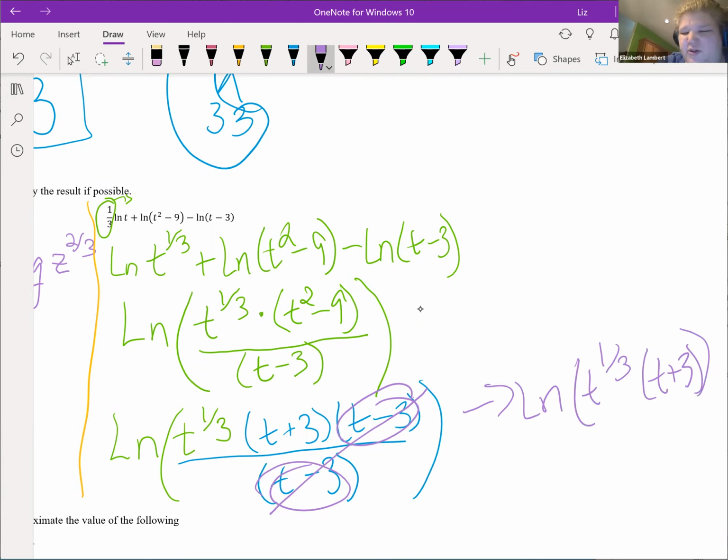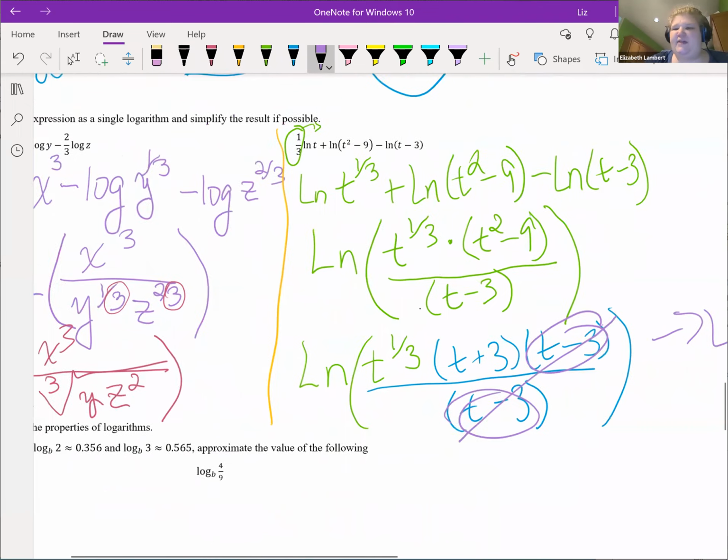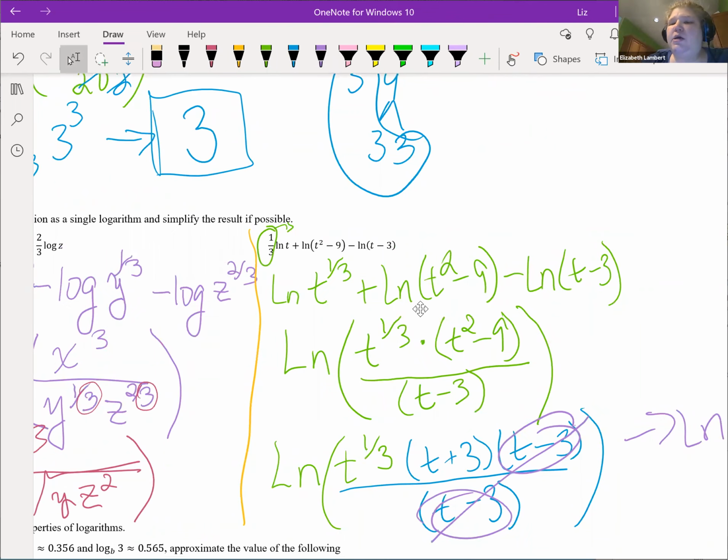I could distribute that, but it doesn't do much. You could also just leave it. But just make sure you've got the outer parentheses. Otherwise, it's going to think that only the t to the 1/3 is in the natural log. All right. Woohoo. Yeah, I'm going to leave that next one for the change of base formula.